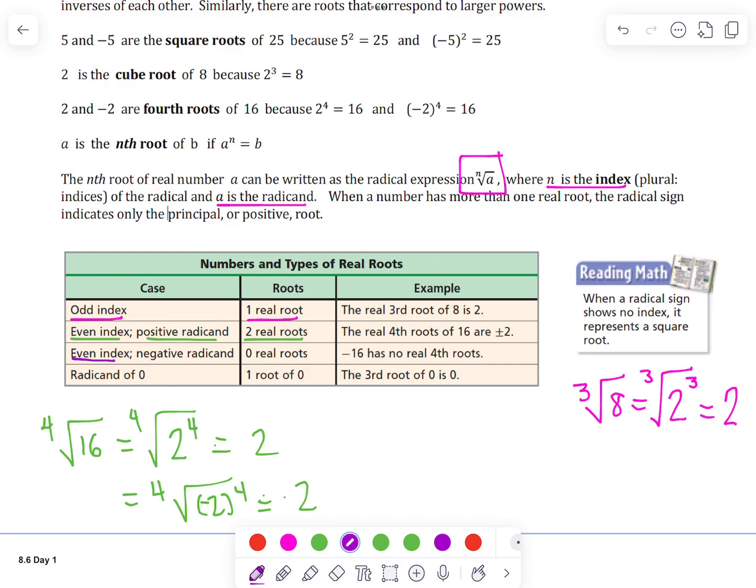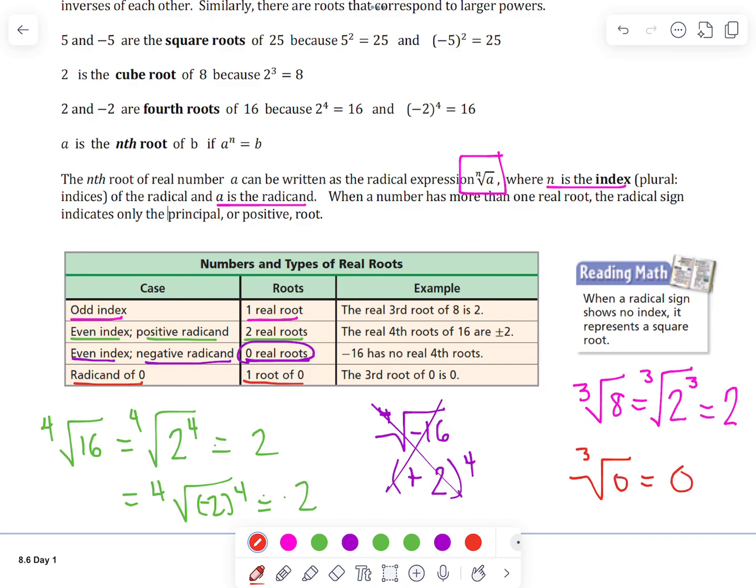The next one, even index, but you have a negative radicand. You'll have 0 real roots. The reason why is if I take the 4th root of negative 16, you will not be able to get a number that, raised to the 4th, is negative. So this does not work. So we call that a non-real solution. Then the last one, the radicand is 0. So I take the cube root of 0 and we get 0. So we'll get 1 real root.